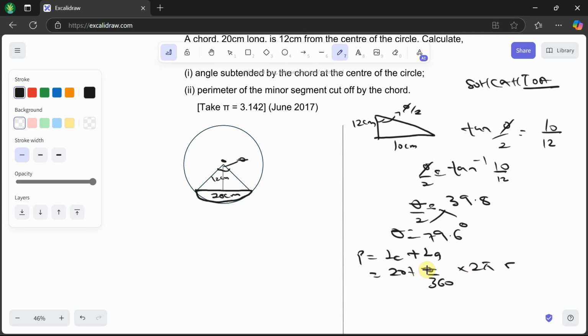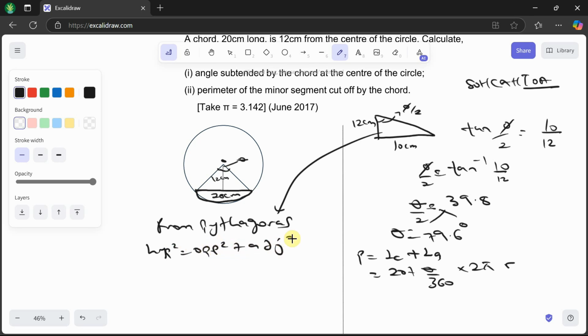So for us to find this, we need to find the r first. To find r, I could just use this triangle here, right? From Pythagoras, the hypotenuse squared is equal to the opposite squared plus the adjacent squared. The hypotenuse here is the r, because if I just take one part here, this is 10, this is 12, this is the radius. So that would be r squared is equal to 10 squared plus 12 squared. So r squared will be equal to 100 plus 144, and r squared will be equal to 244.